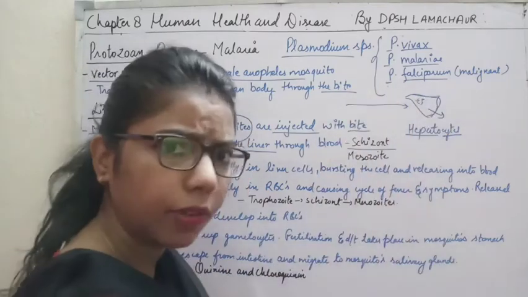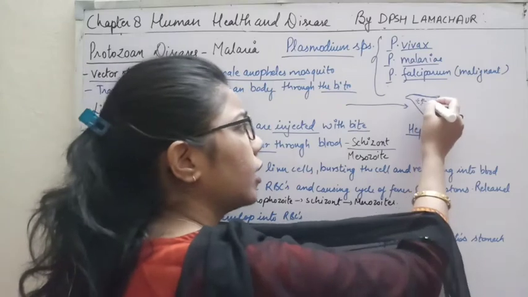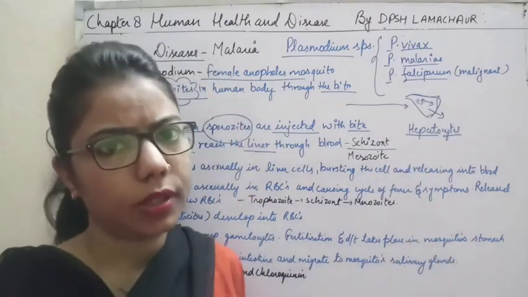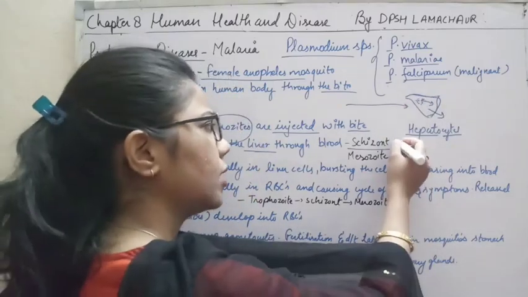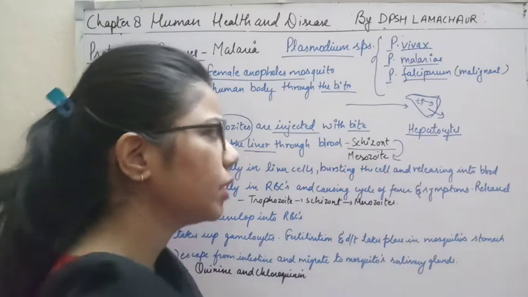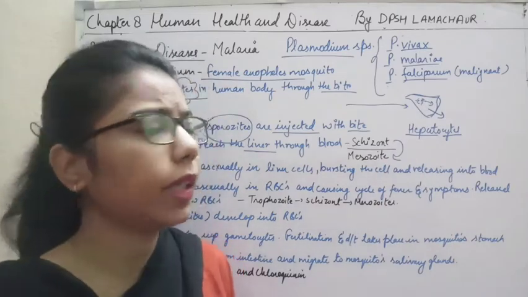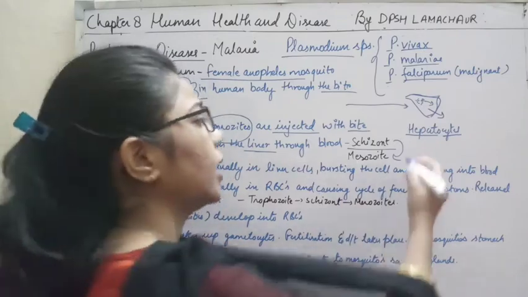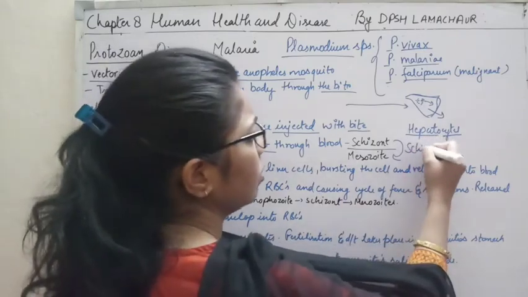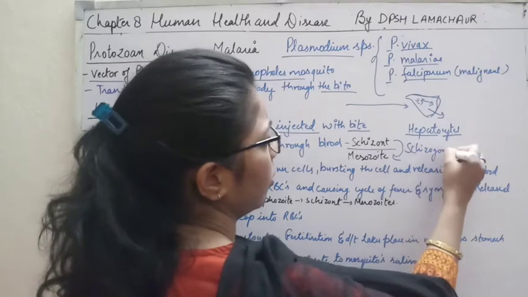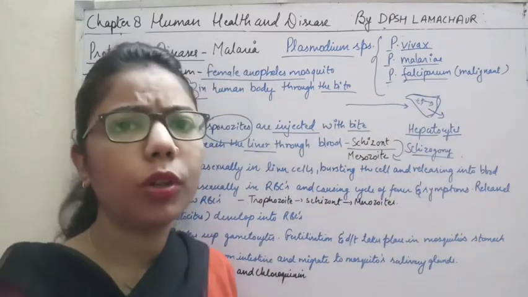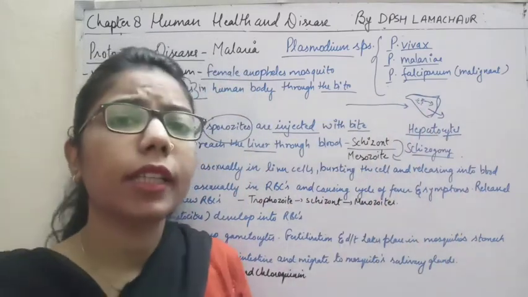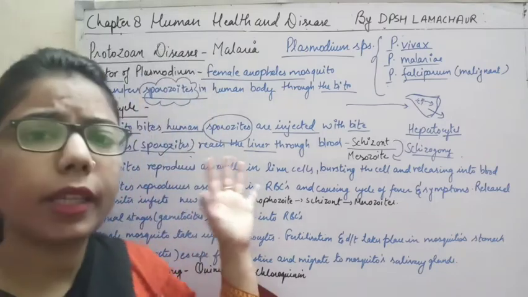In this liver, this schizozoite will transform into the merozoites. Okay, what you have to learn? This schizozoite will transform into merozoites, and how will it take place? It takes place with the help of schizogony. What is that process name? Schizogony.